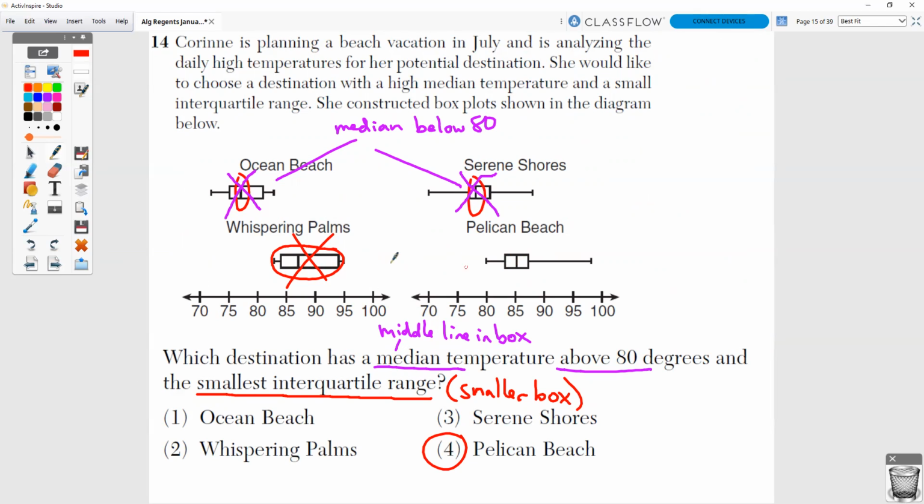Now we want to know which one has the smallest interquartile range. For the interquartile range, you have your Q1, which is the edge of the box, and your Q3, which is the other edge of the box. We want to know which box is smallest. So this box compared to this box is smaller. So therefore, it would be choice number 4.